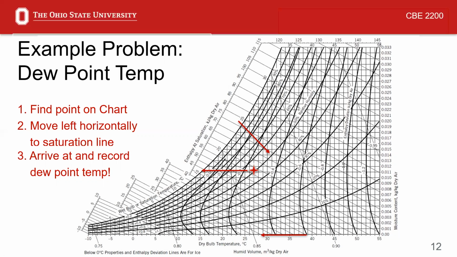If our temperatures are at or below 15.7 degrees Celsius, we should be concerned about condensation. If not, then we're fine.